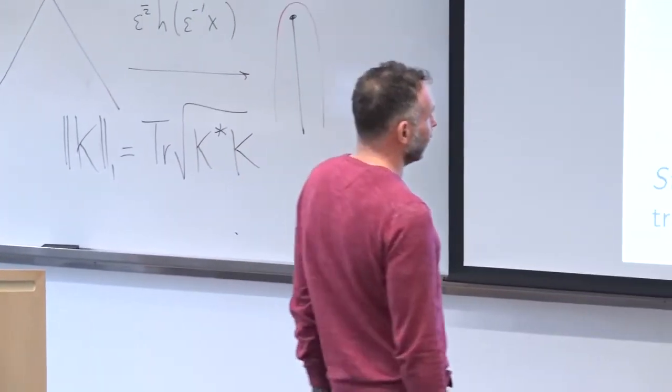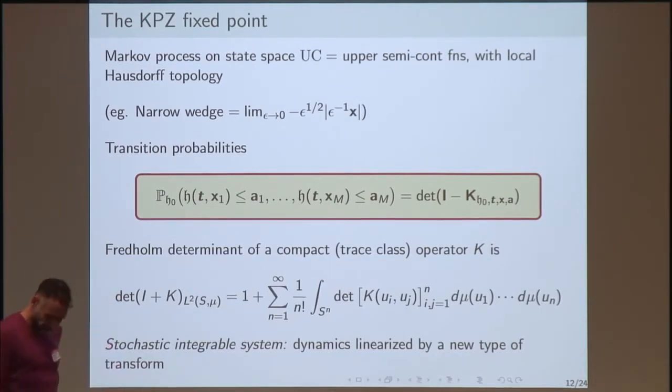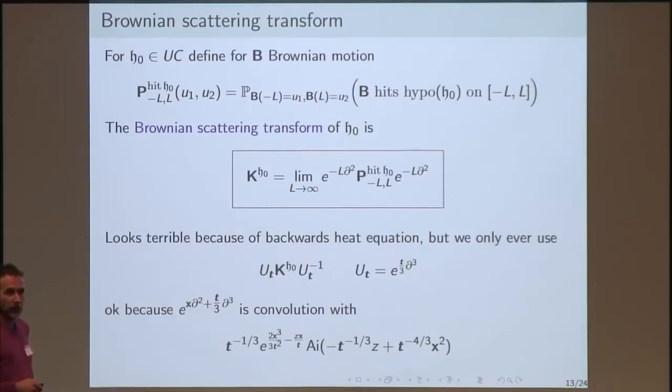So in other words, there's supposed to be a code which tells you, if you're given initial data, I produce for you a trace class operator for your initial data. And that's what I'm going to show you. Okay, so here's the code. The code is this Brownian scattering transform.